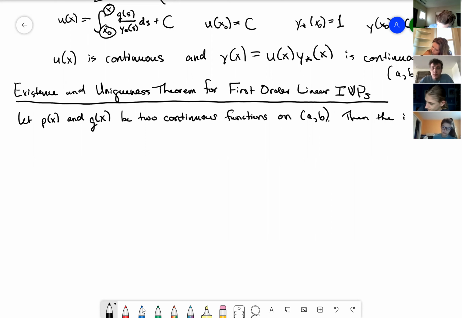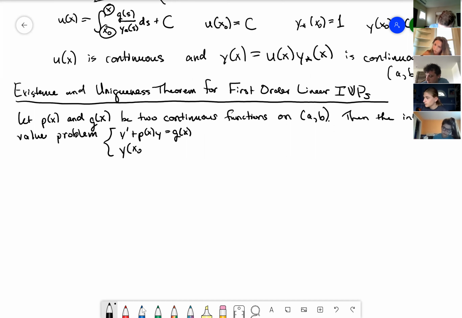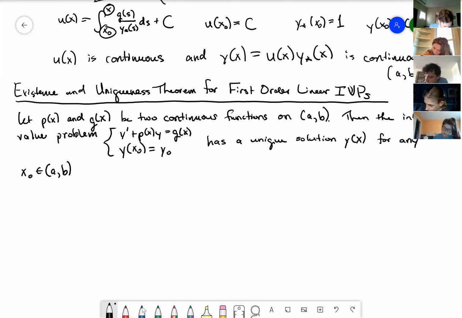Then the initial value problem y prime plus p of x y equals q of x, and the initial condition y of x zero equals y zero, has a unique solution y of x for any x zero in that interval AB where those functions are continuous, and any real y zero.